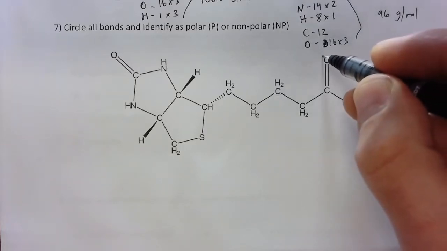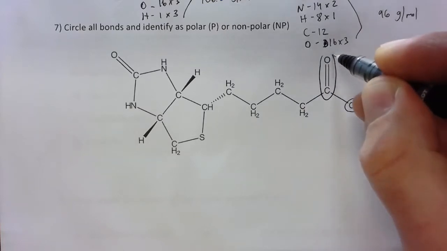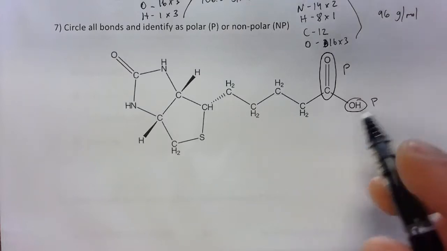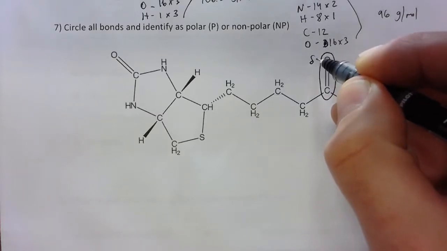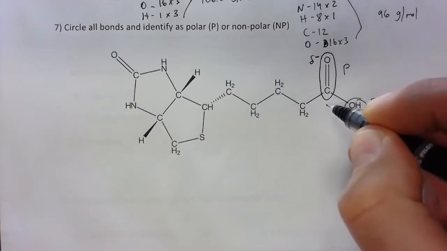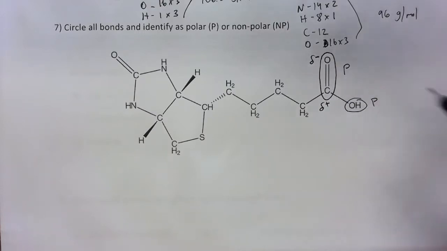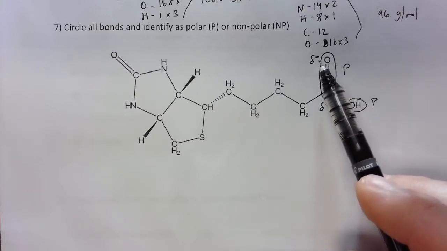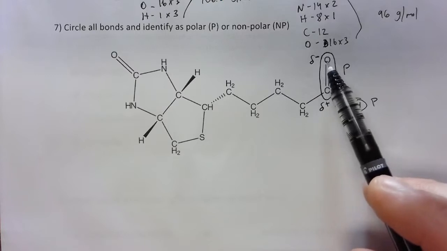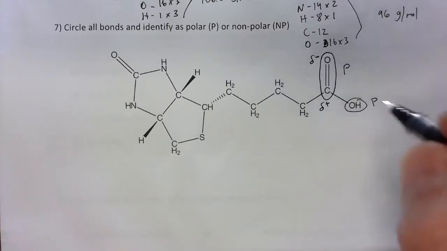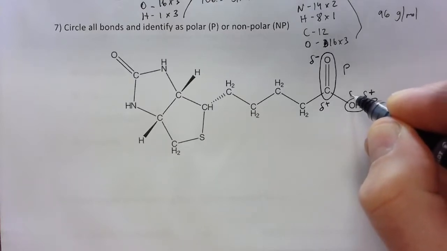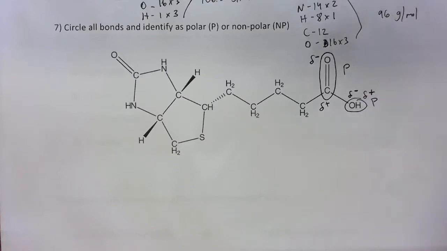Here I have a CO bond, and that bond is also polar. And I'll draw the little squigglies here, the symbols indicating where the partial positive charge is going to be, because carbon is less electronegative, and where the partial negative charge is going to be, because oxygen is more electronegative. On this OH bond, the partial positive is on the hydrogen, the partial negative is on the oxygen.